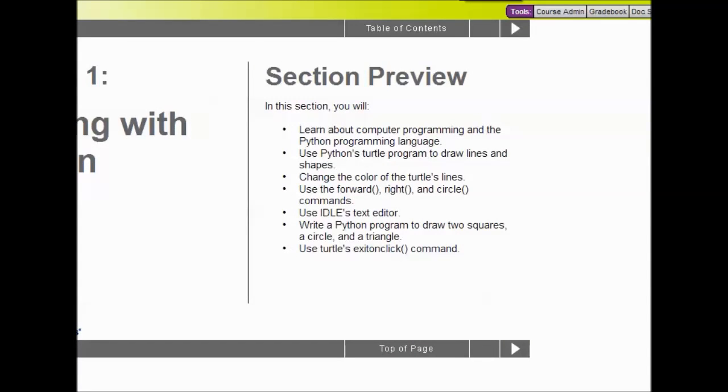Okay, in this section we're going to learn a bit about the Python programming language. We're going to draw some lines and shapes. We're going to change the color of the turtle's lines. And we're going to write a Python program to draw two squares, a circle, and a triangle. So what do you do?